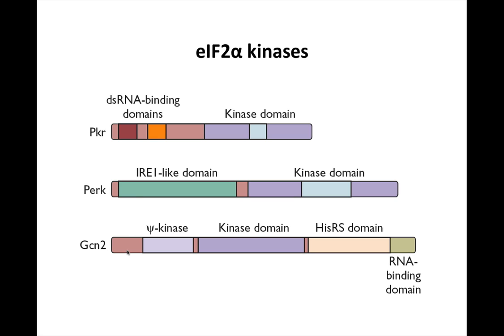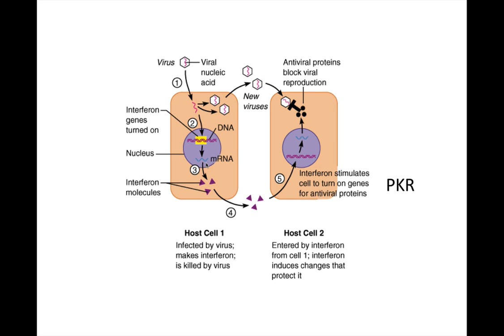And similarly, GCN2 is a kinase that responds to nutrient levels. And when nutrient levels are low, it phosphorylates EIF2. But we're going to look at PKR today, which is a defense against virus infection. So when cells are infected by viruses, one of the early defenses is the interferon system.